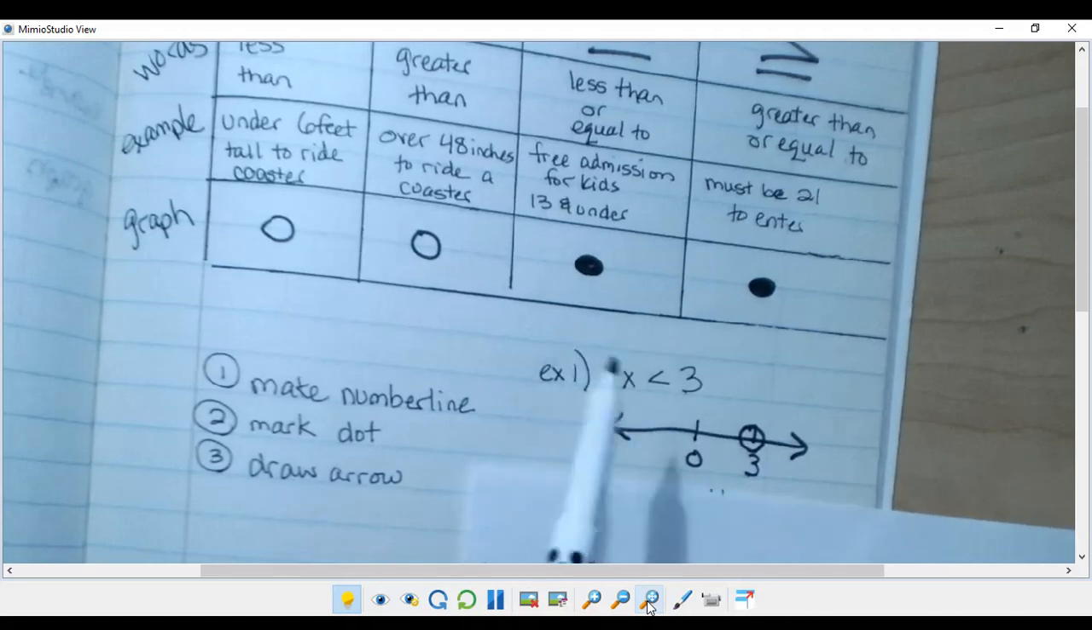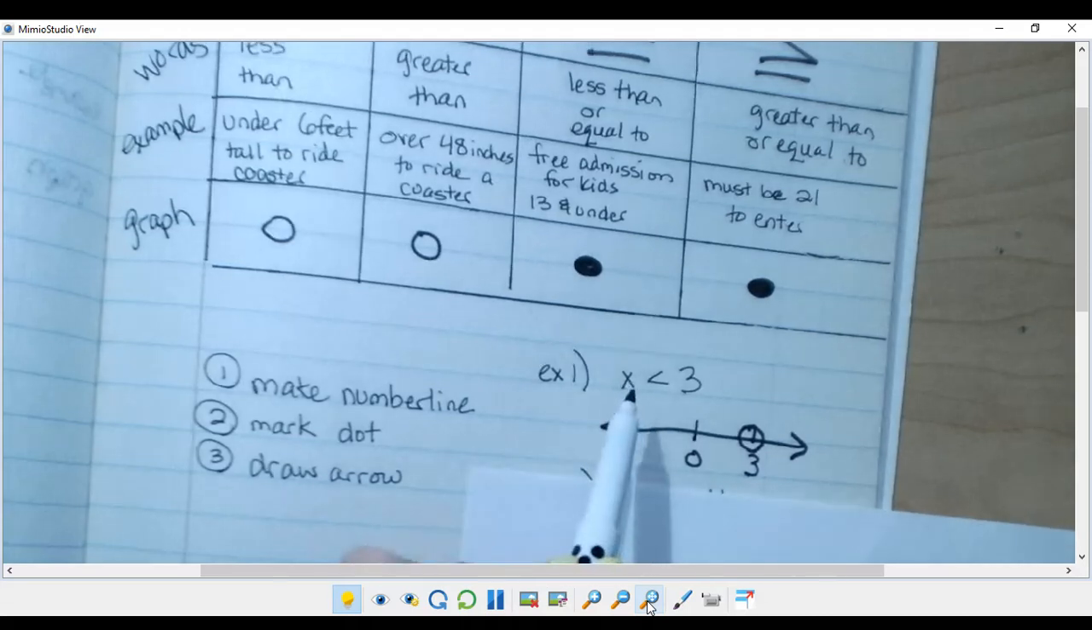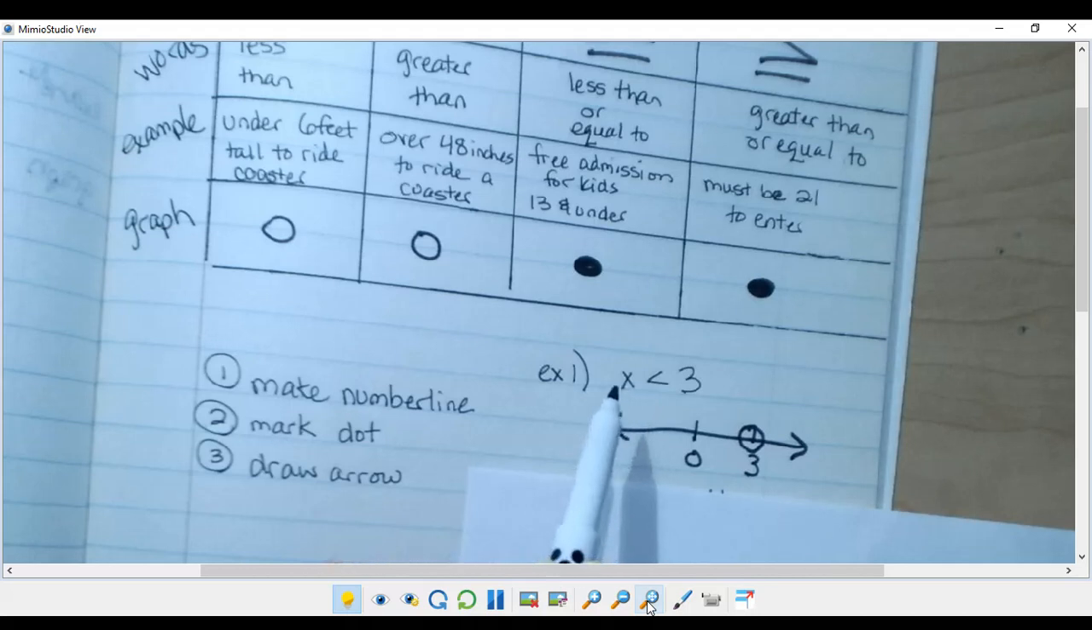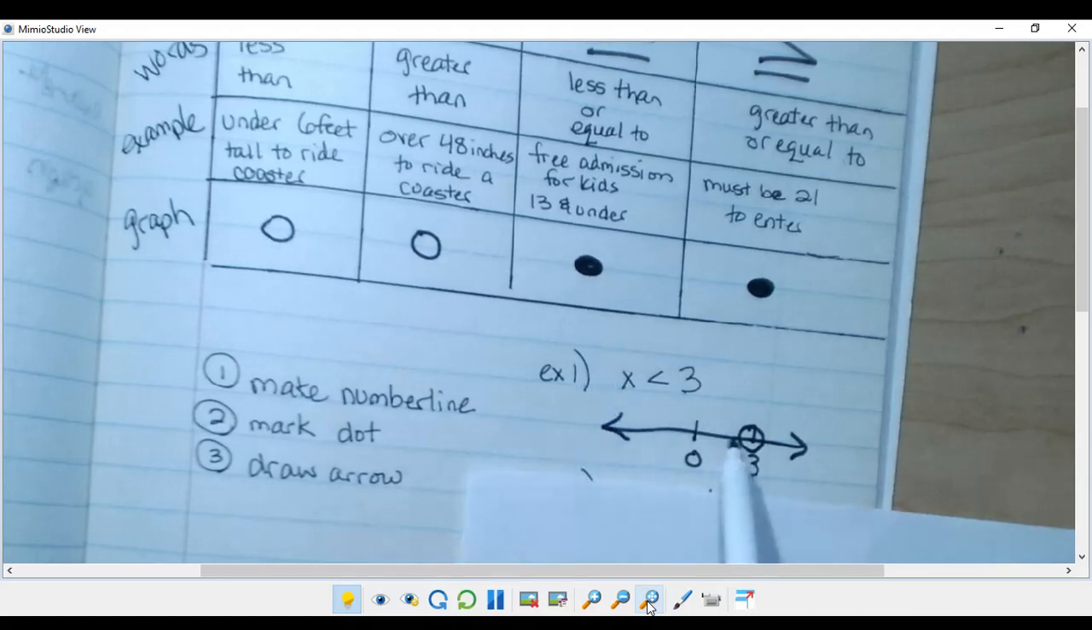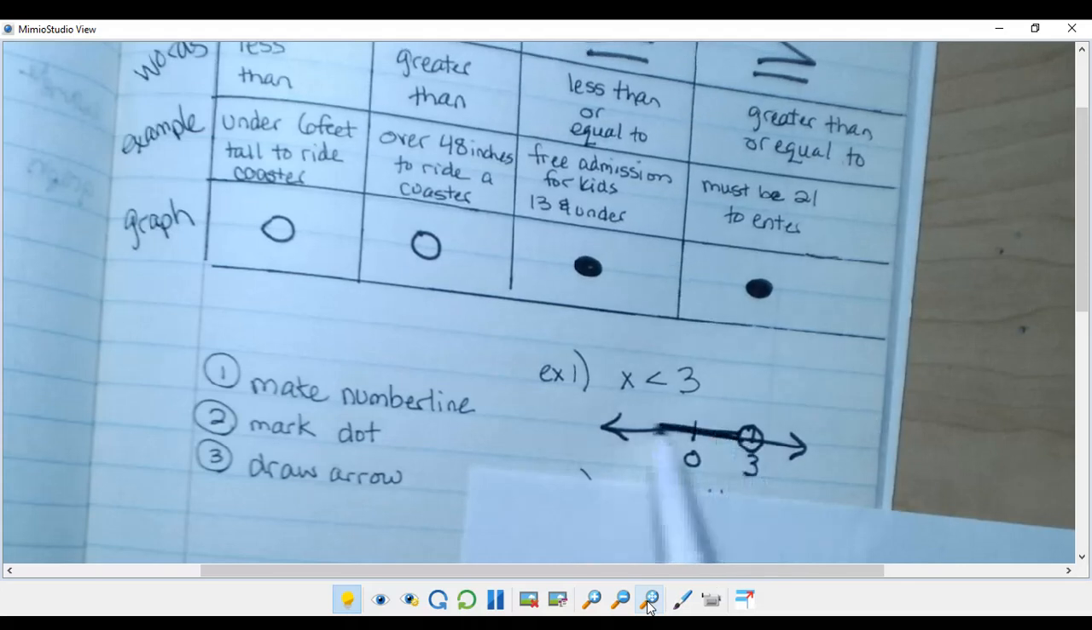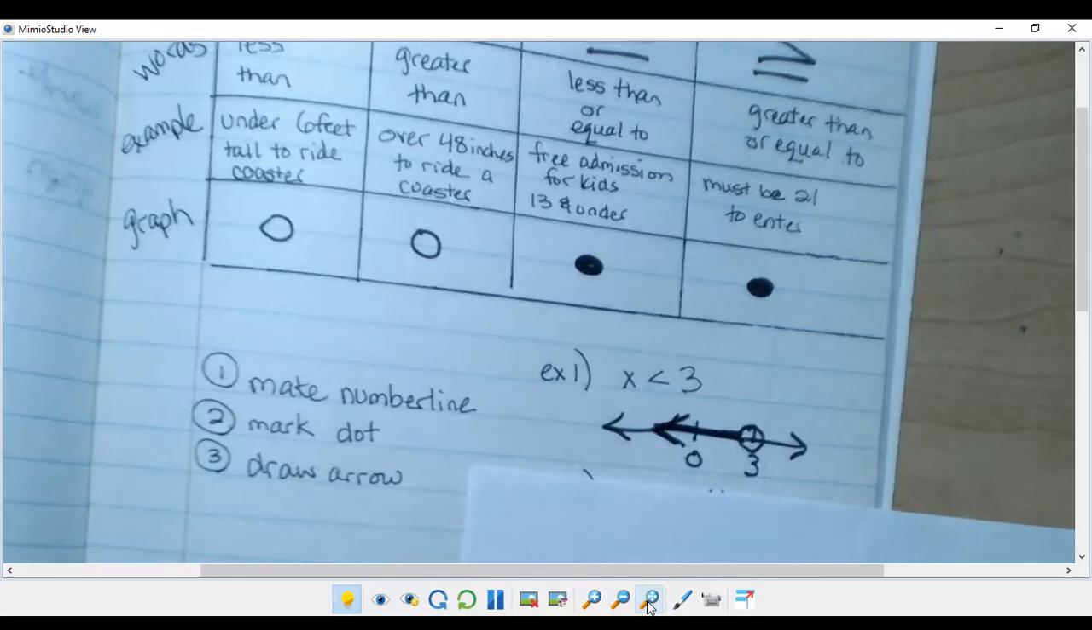Now, give me some examples of numbers that are less than 3. I could ask a young student that. Tell me some numbers that are smaller than 3. What would they say? 2, 1, 0. You know about the negatives. So where are those numbers on the number line? They're right here, right? So I'm going to draw my arrow that way. You've now graphed that inequality.